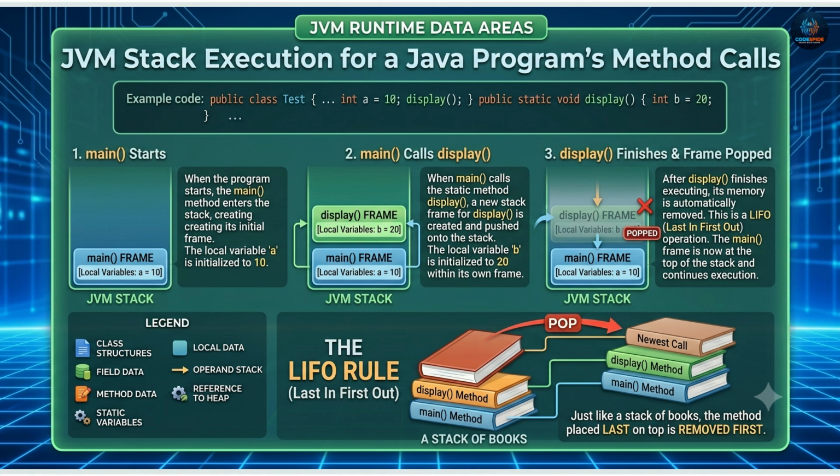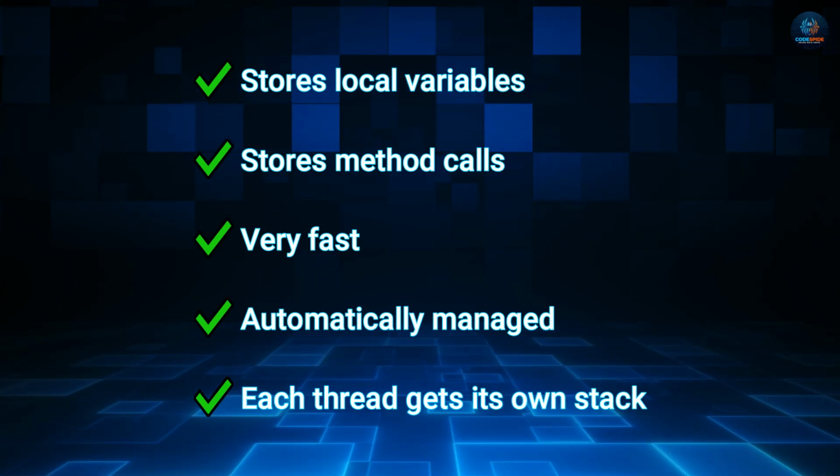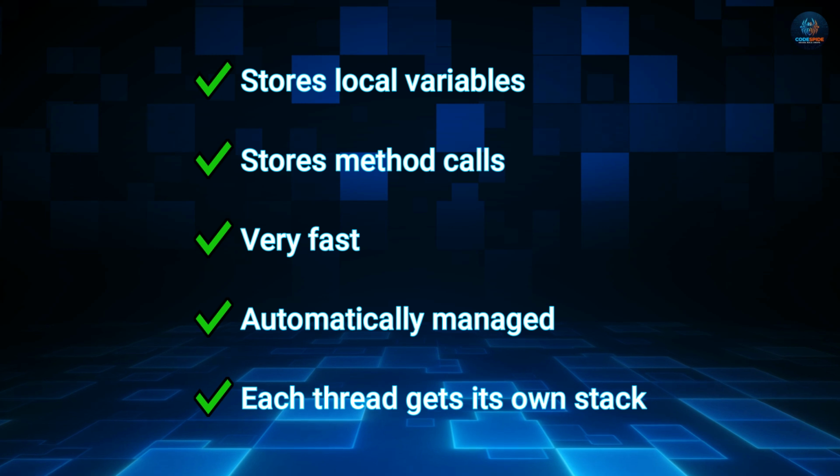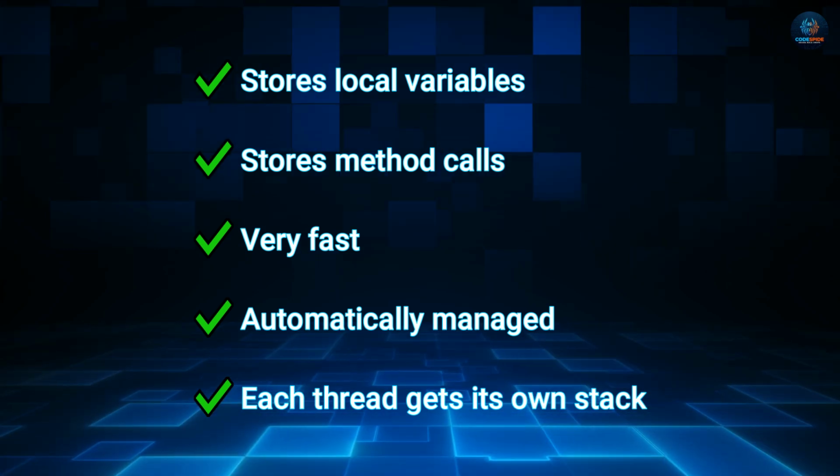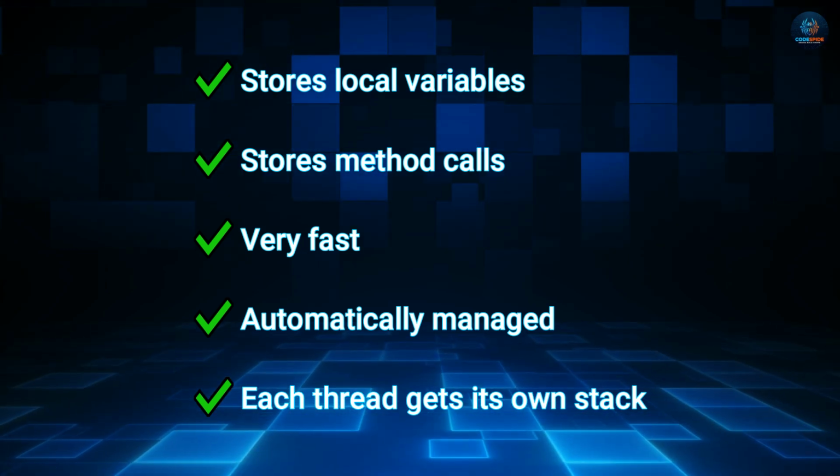This is the principle. Important points about stack memory: it stores local variables, stores method calls, has very fast execution, and is automatically managed. Each thread gets its own stack.